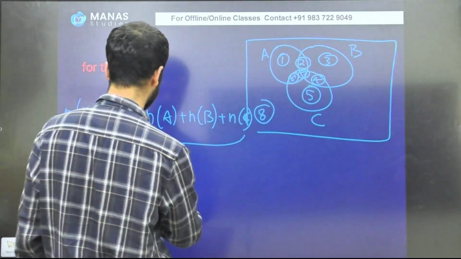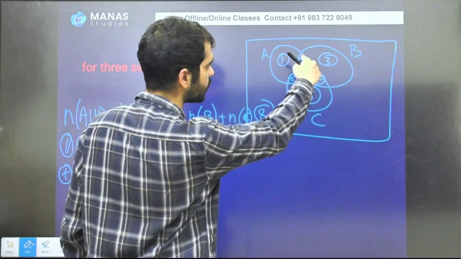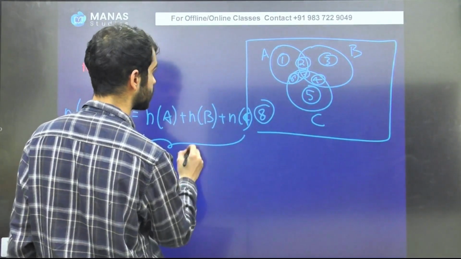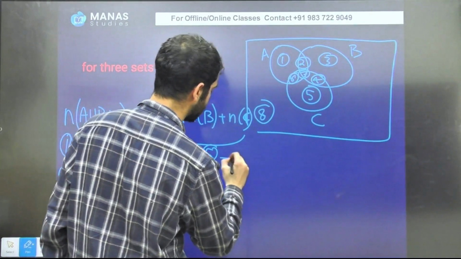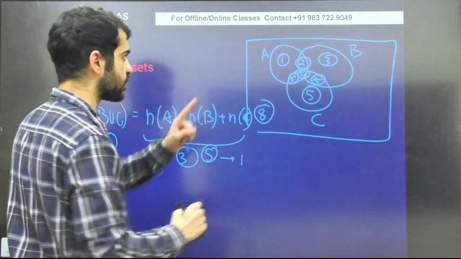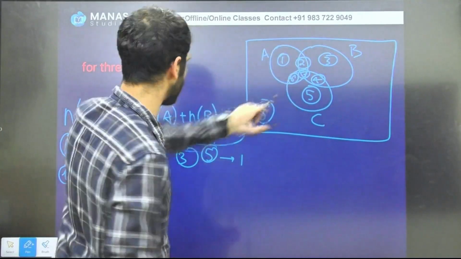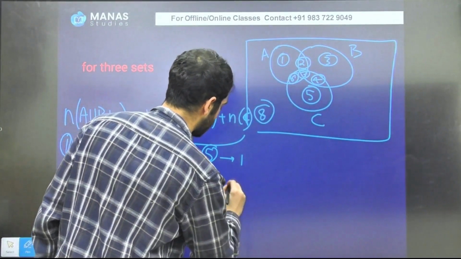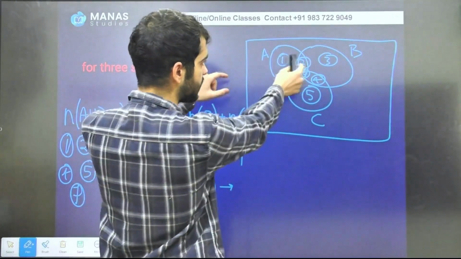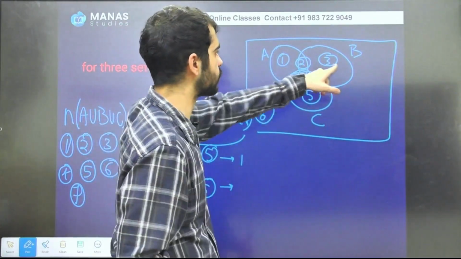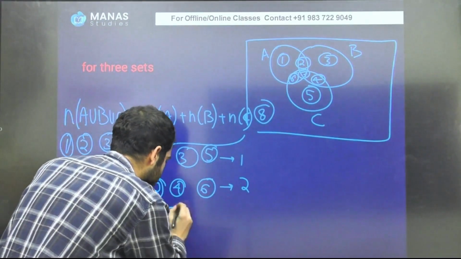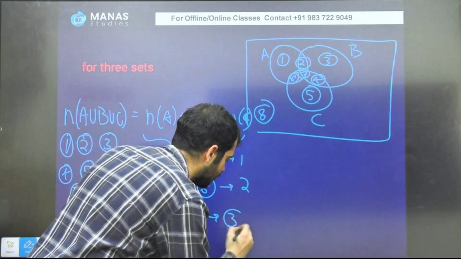1, 2, 7, 6, then 3, 2, 7, then 4, 5, 6, 7, 4. It means I have counted 1, I have counted 3, and I have counted 5. These are coming one time each. But the regions 2, 4, and 6, now the regions 2, 4, 6, they are getting included 2 times. Once 2 is included with A and once 2 is included with B. So they are going to get included 2 times. But in the case of the region 7, this is going to get included 3 times.